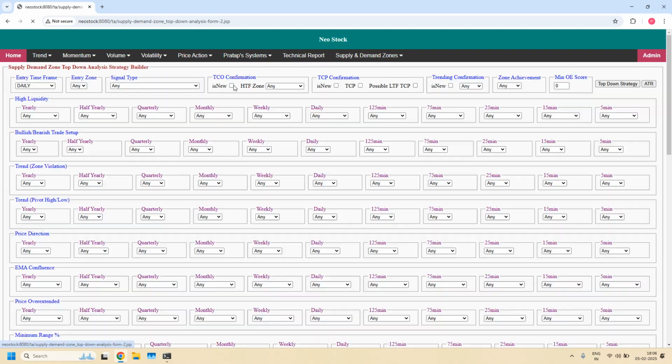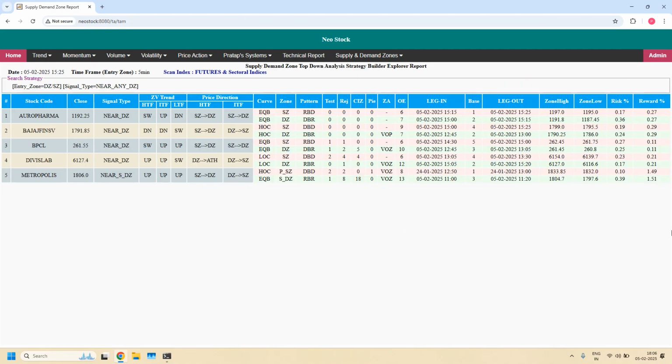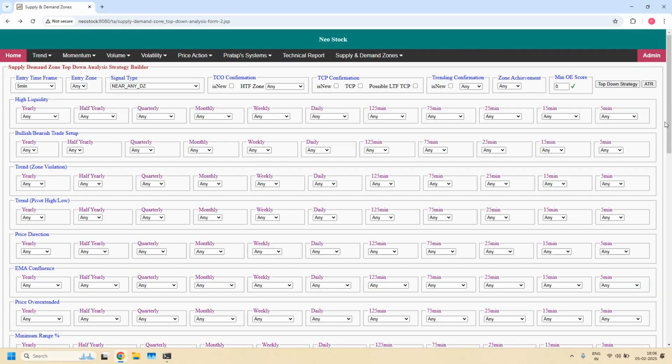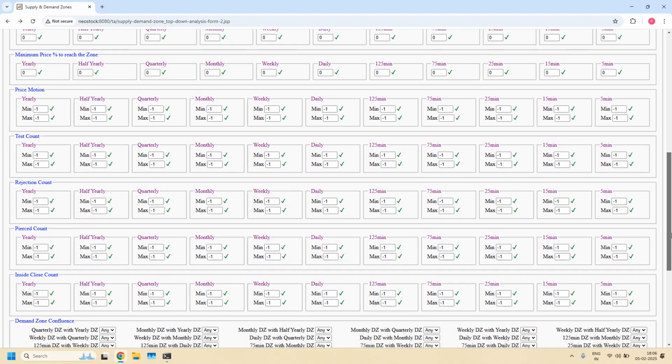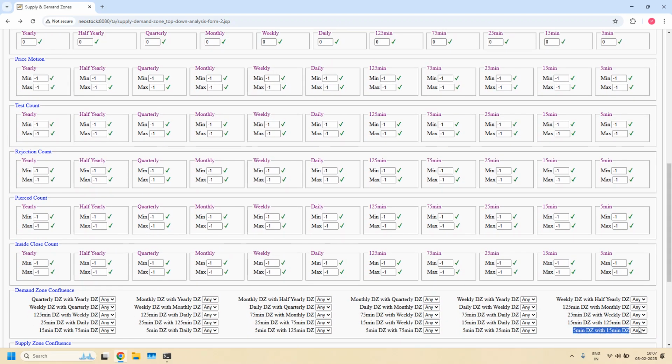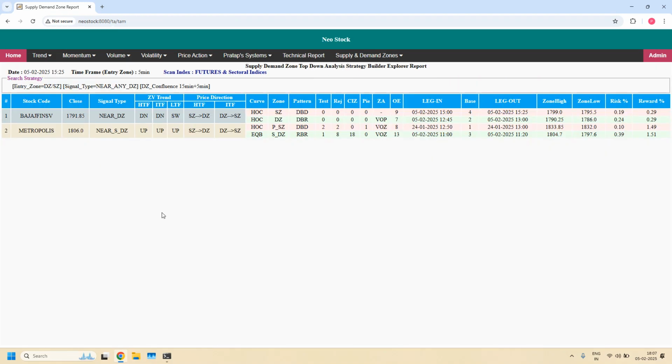Okay, next time frame is 5 minutes. Stocks near 5 minutes demand zone, we got 5 stocks. Out of these 5, how many are having ITF Confluence? Let's verify. That is 5 minutes demand zone Confluence with 15 minutes demand zone. Enable the filter. Now 2 stocks are filtered. So these 2 5 minutes demand zones are overlapped with 15 minutes demand zone.